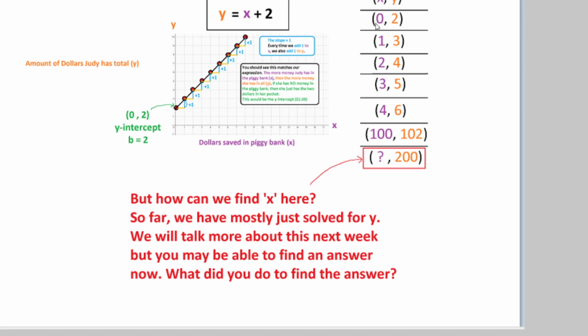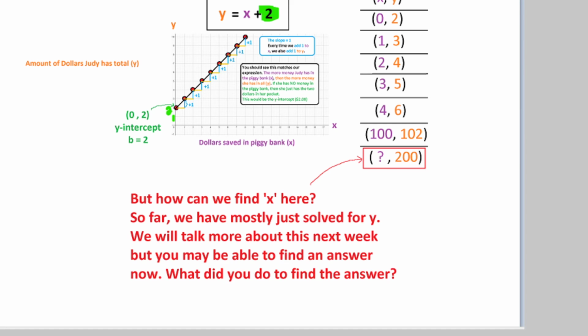So 0, 2. Remember, when x is 0, that means it's on the y-axis. So this first point on the y-axis is our y-intercept, just like this 2 here. You have a 2, you have a 1, and then we have a 2 right here. So you can see the y-intercept is 2, just like we have in our equation. Okay? And that point on the graph is 0, 2.